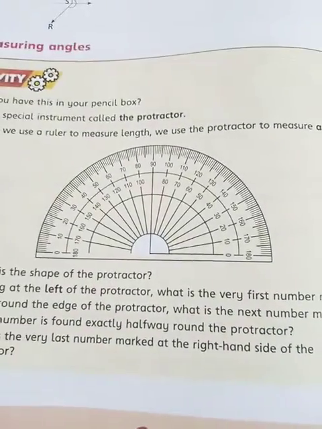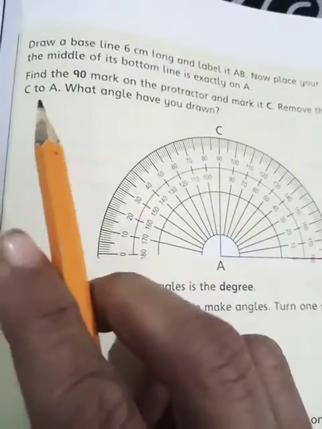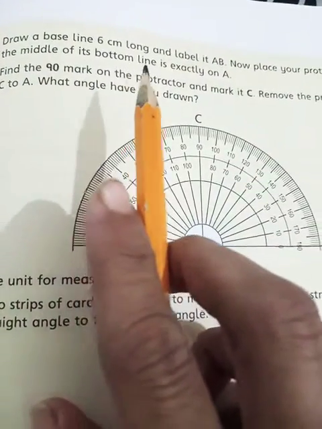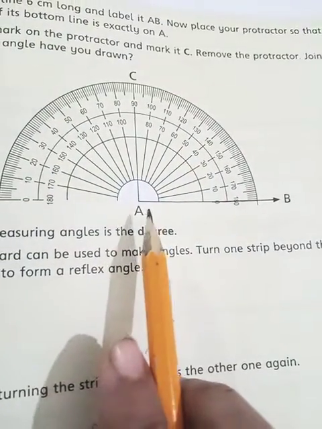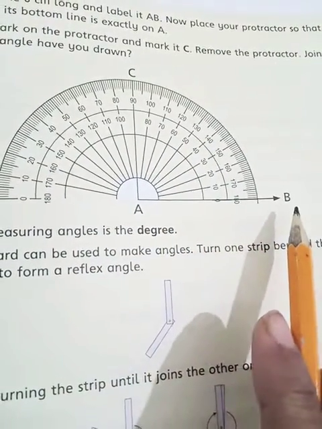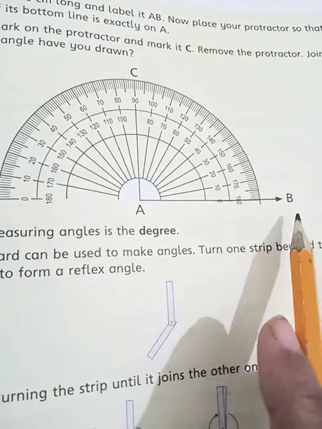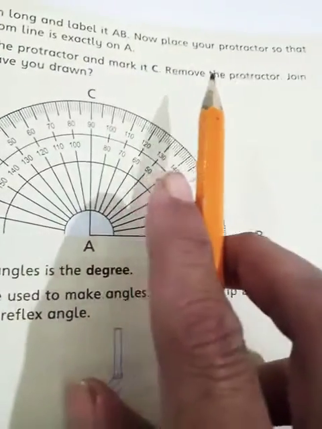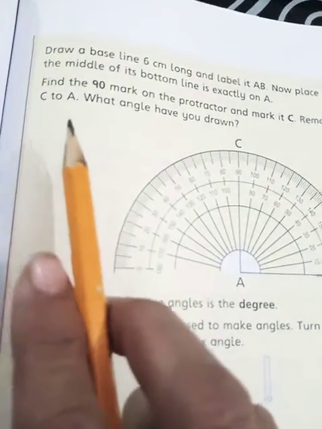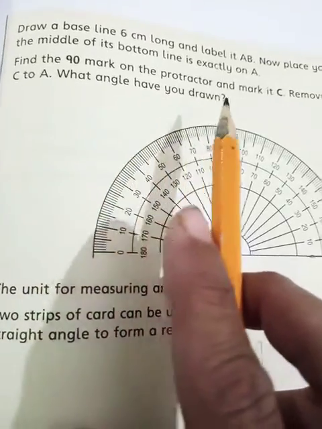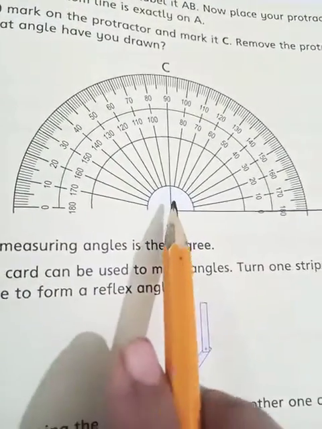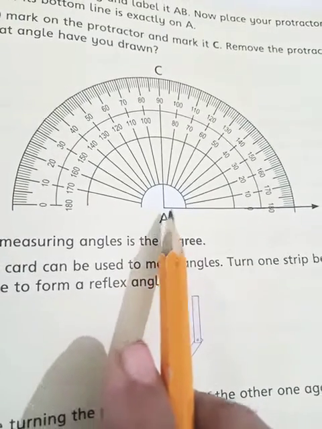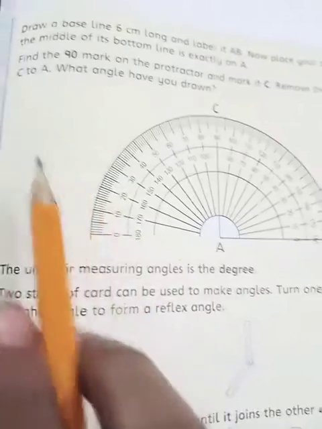Okay, come to next page. Draw a baseline 6 cm long and label it AB. Yes, beta, you have to draw a line 6 cm long and then name it AB. Now place your protractor so that the middle of its bottom line is exactly on A. The middle line of the protractor should be at the point A.